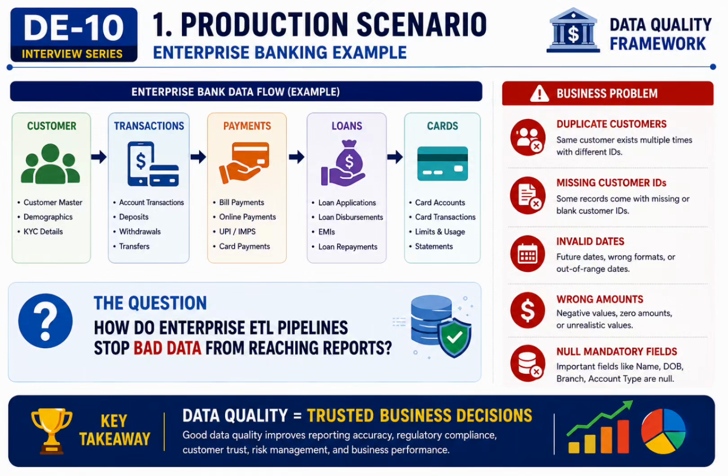However, once the ETL pipeline starts processing the data, several issues begin to appear. Some customers exist multiple times with different customer IDs. Some transaction records arrive without mandatory fields. Some payment dates are invalid or in the future. Some loan amounts are negative. Some important fields such as customer name, account number or branch code are missing.